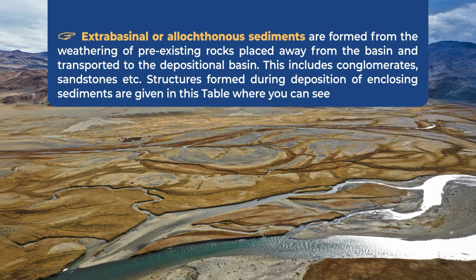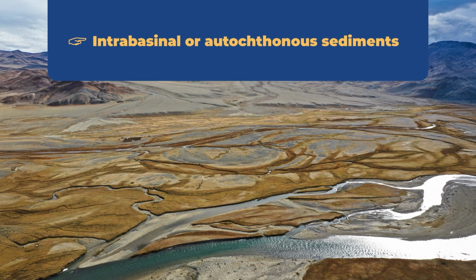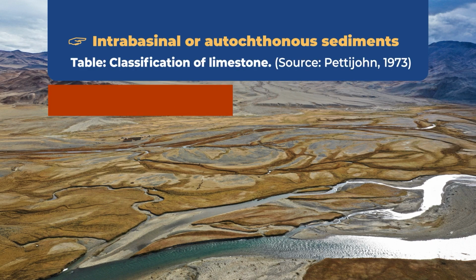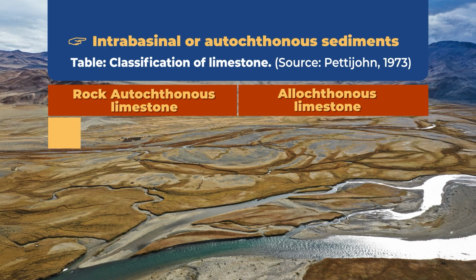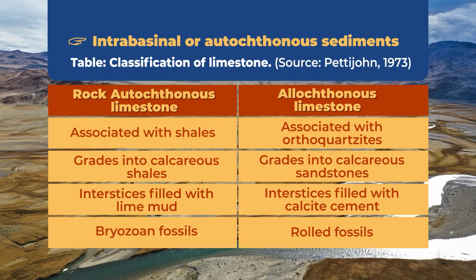You also see these structures, which formed during deposition of the enclosing sediments. They are given in this table, where you can see the classification of the limestones for the intrabasinal or autochthonous sediments. Here you can see the differences: the autochthonous limestones are associated with shales, whereas the allochthonous limestones are associated with orthoquartzites.